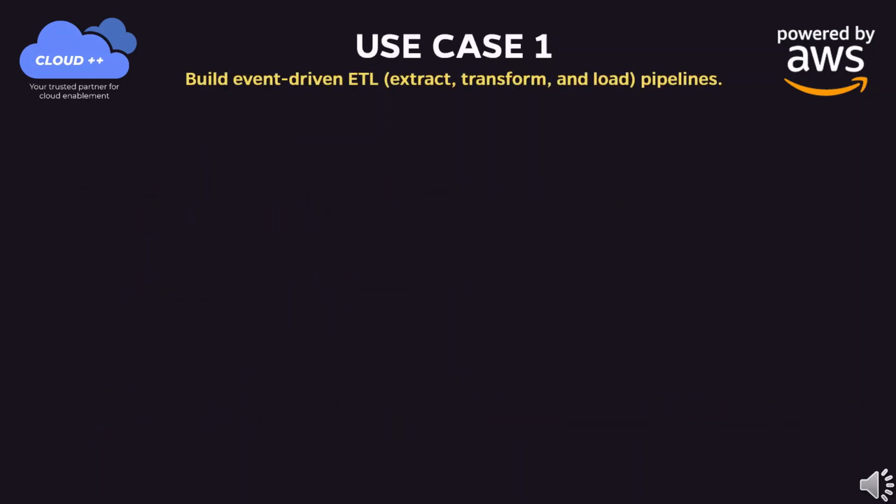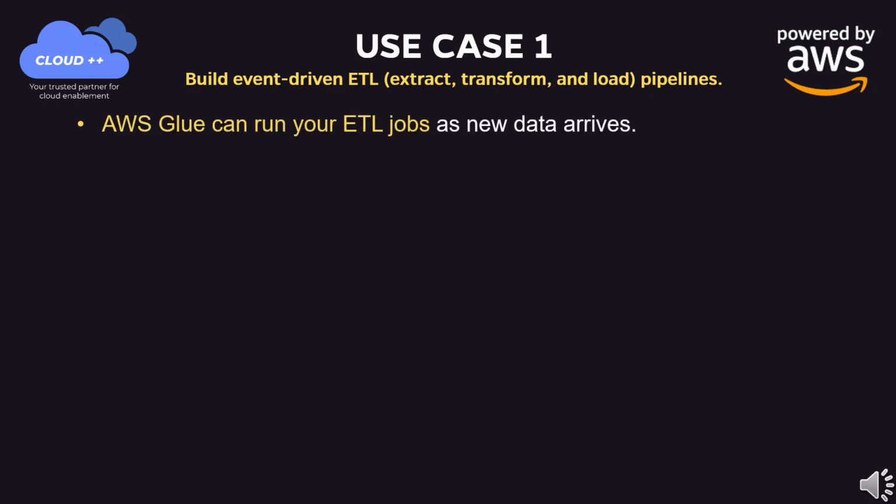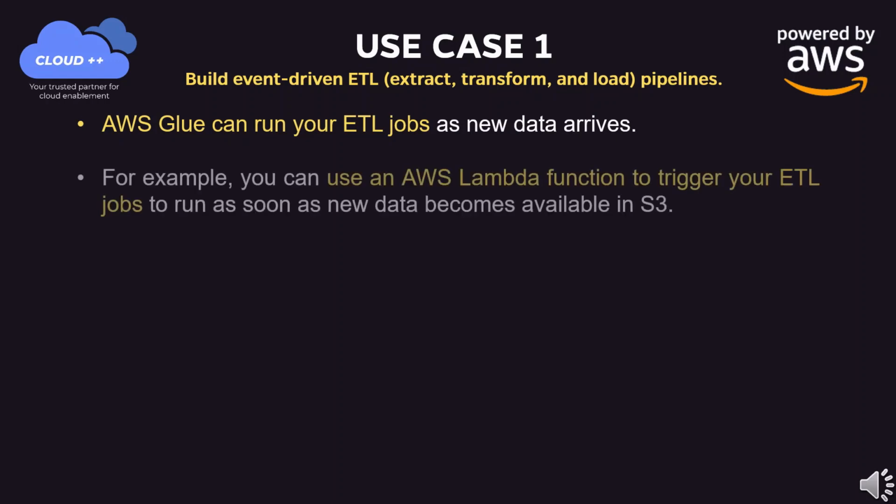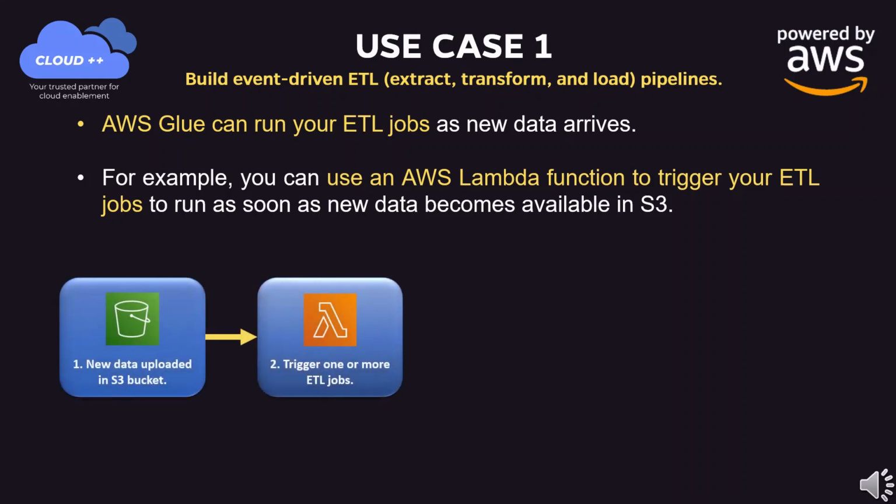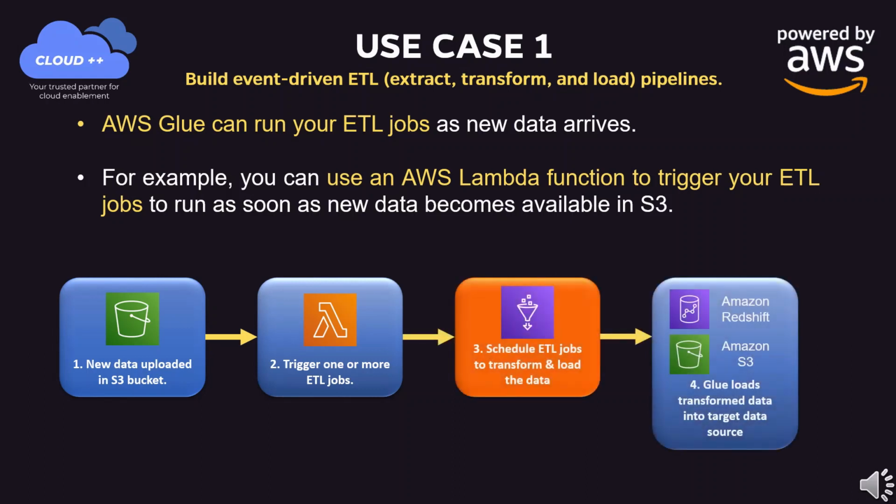Use Case 1. Build event-driven ETL pipelines. AWS Glue can run your ETL jobs as new data arrives. For example, you can use an AWS Lambda function to trigger your ETL jobs to run as soon as new data becomes available in S3. As new data gets uploaded in S3 bucket, it invokes a Lambda function, which triggers one or more ETL jobs. Glue will transform and load the data into target data sources such as Redshift or S3.